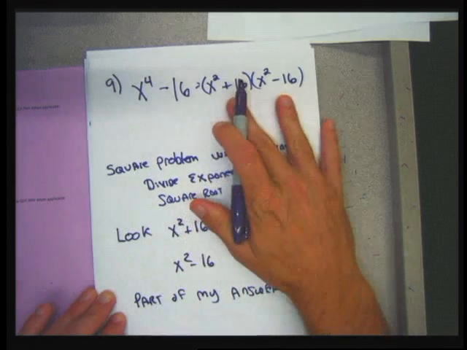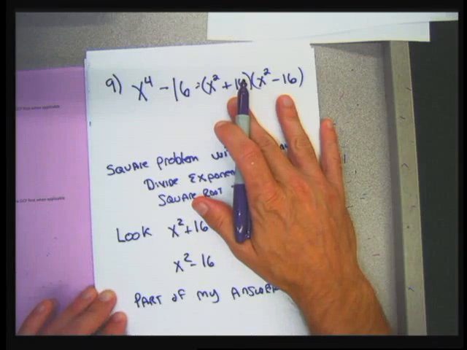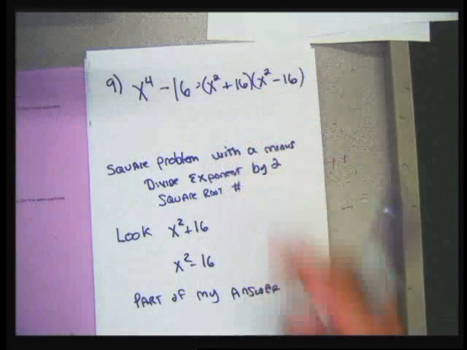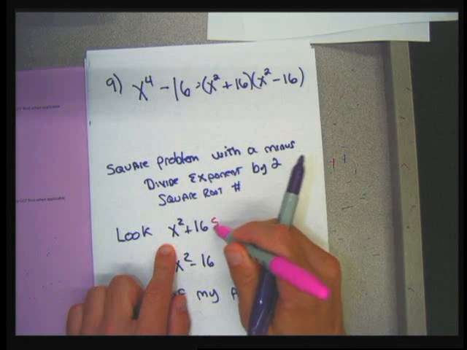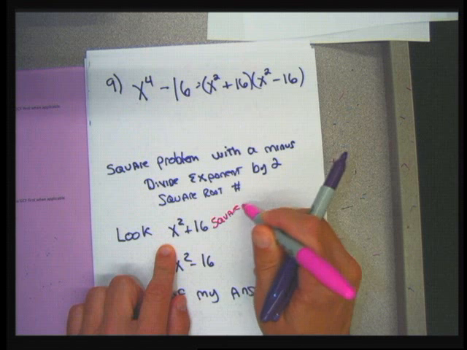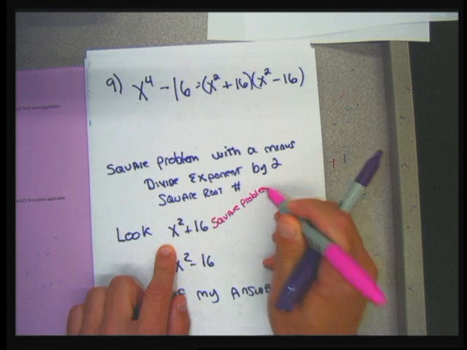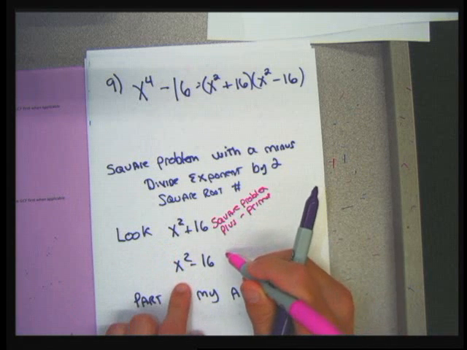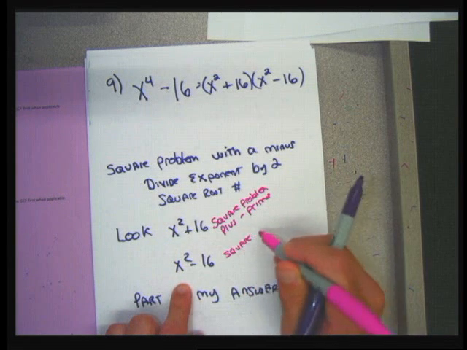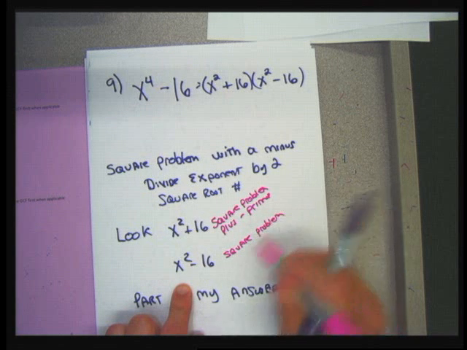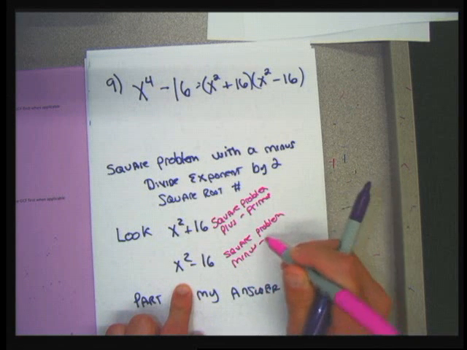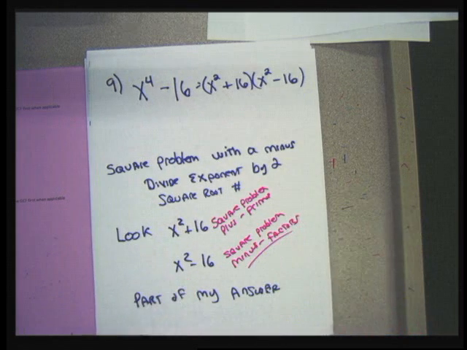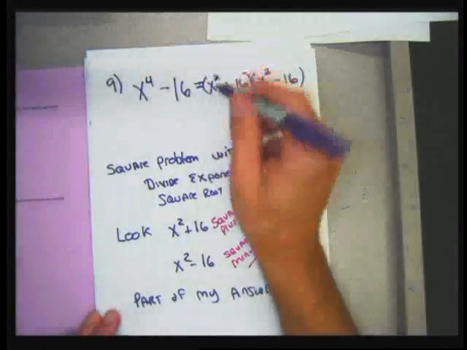So this is partially correct. It's partially factored. But anytime I factor, especially if a factor has a square in it, there's a chance that it factors. The x squared plus 16 part of my answer is a square problem with a plus, and that's prime. But the x squared minus 16 is a square problem with a minus, and it still factors again. So this is more complex than I'd put on a test, but not a horrible problem.